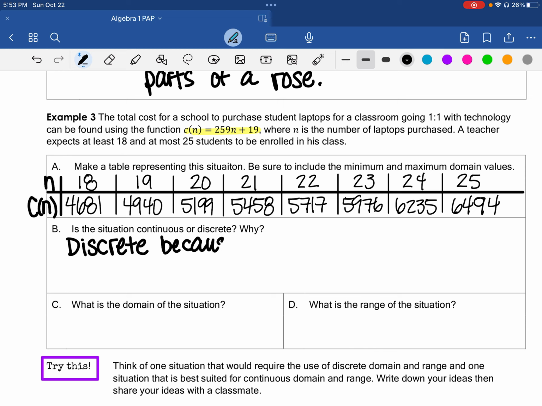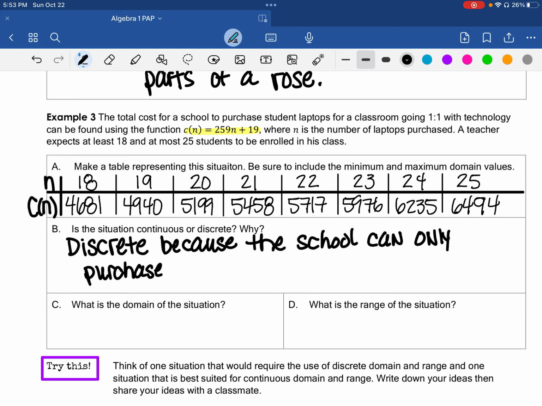because once again, the school or you yourself, it doesn't matter, can only purchase whole laptops. There we go. It does not make any sense at all for you to buy 18.25 laptops. Are you going to cut it into fourths and sell me only that fourth? And how would I use it? That doesn't make sense, right?